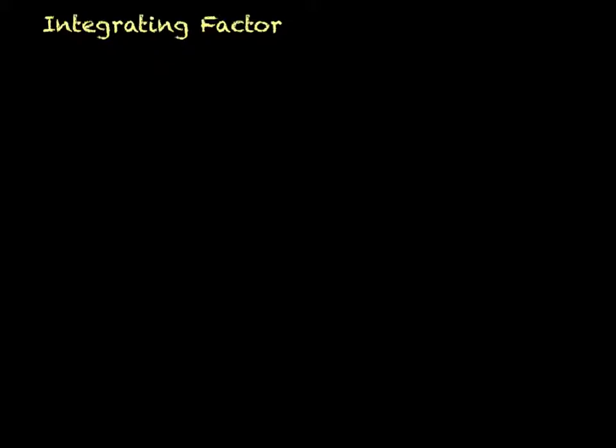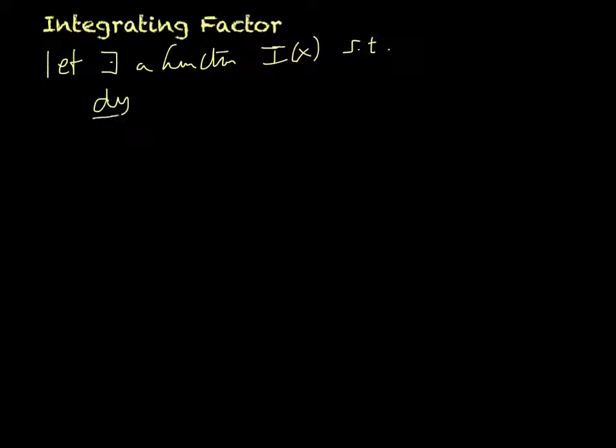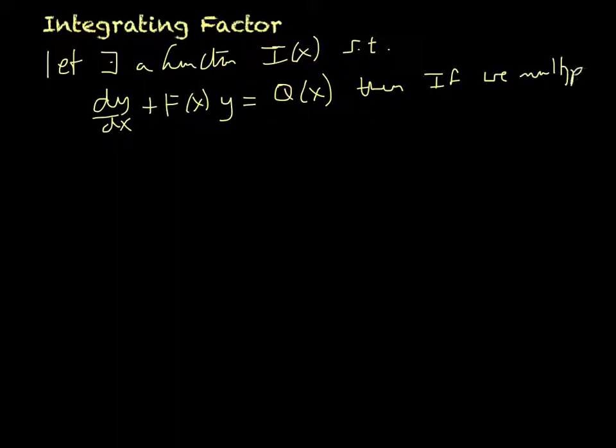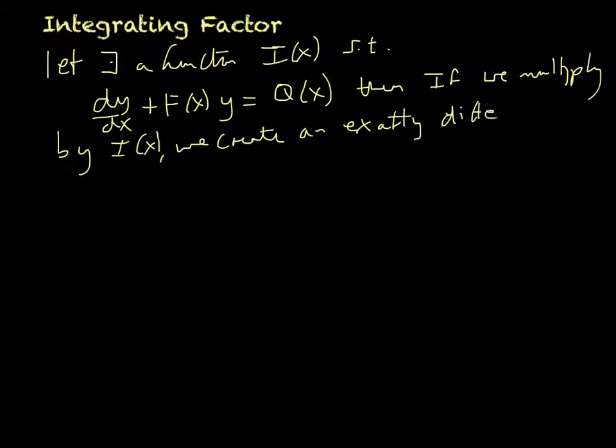Right, so what we're saying is that we're going to let there exist a function of x called I of x, such that if I have a differential equation in the form dy by dx plus a function f of x times y equals q of x, then if we multiply by I of x, we create an exactly differentiable differential equation.